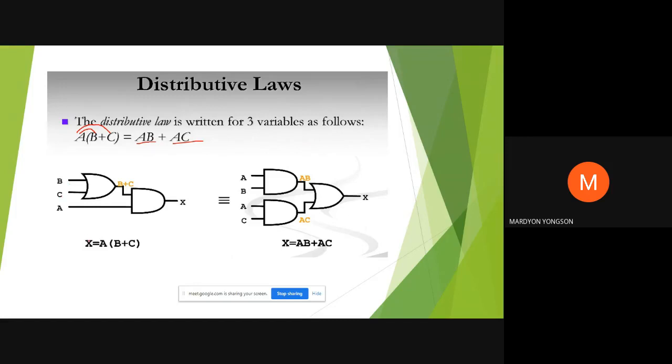So dito for the example, we have X, yung output, equals to A plus B plus C. And then also we have other logic gates. We have AB. Ito yung AB. Since OR gate siya, we use plus or addition. Then we have AC. And so equals lang sila. Kasi nga distributive laws. So we have X equals A times (B plus C) is equals to AB plus AC.